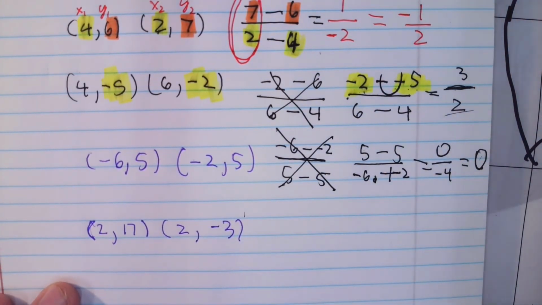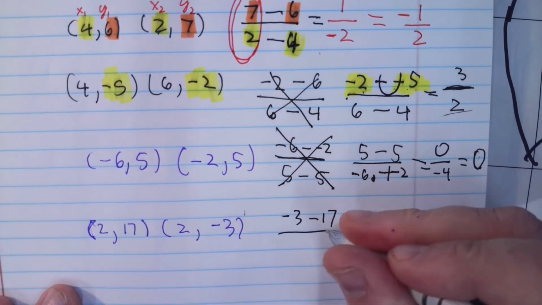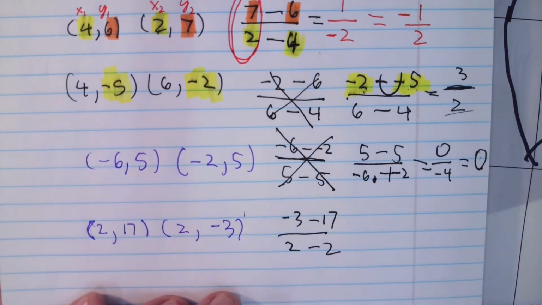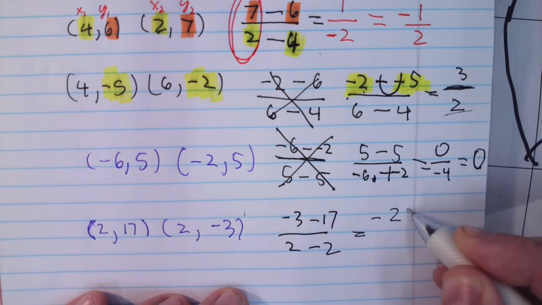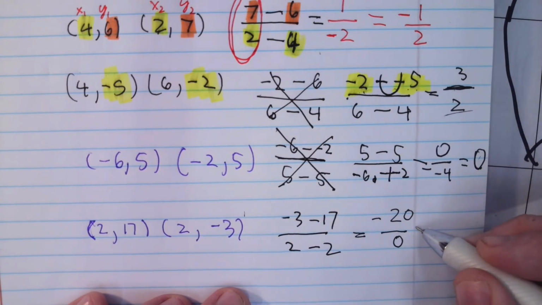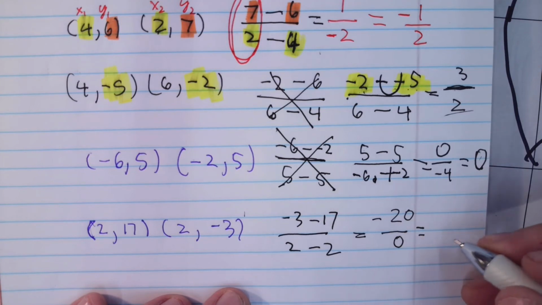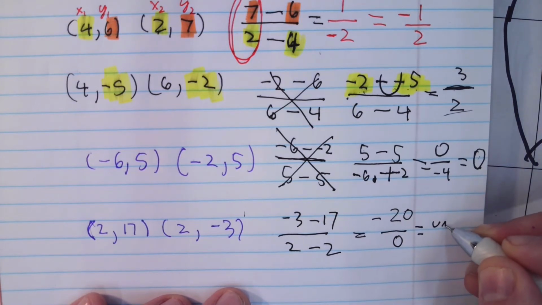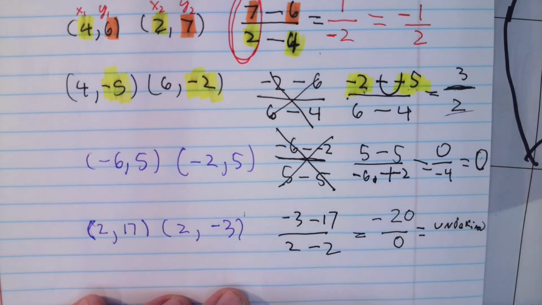All right, let's see if I can do this right. -3 minus 17 over 2 minus 2. Did I do it right? This is going to be -20. What's this going to be on the bottom? It's not 0? How come? So this is undefined? If you put it in your calculator, what's it going to say? I think most of them say divide by 0 error, right?